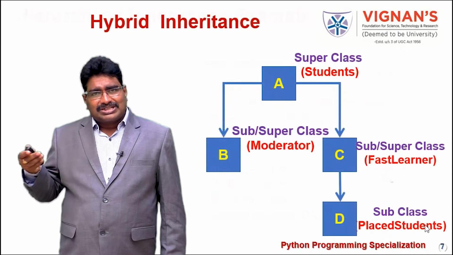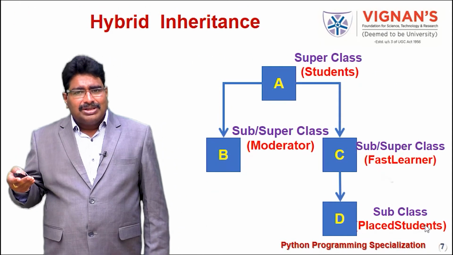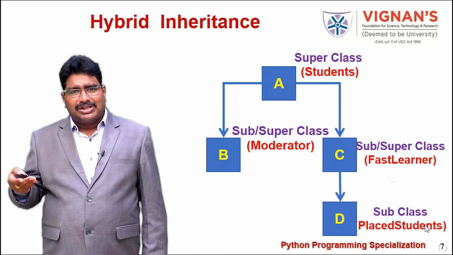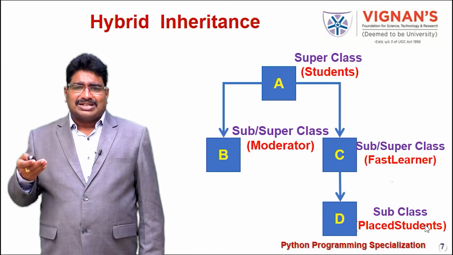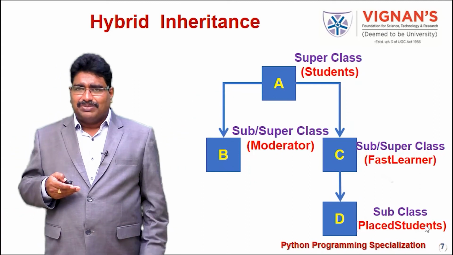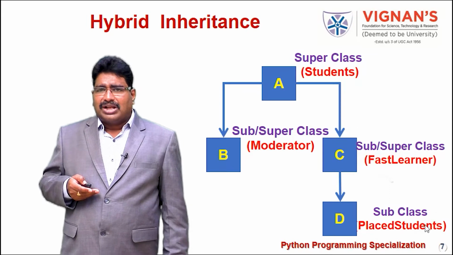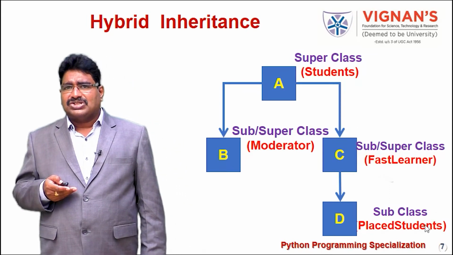Now we discuss hybrid inheritance. What is hybrid inheritance? If you are using more than one concept among multilevel inheritance, multiple inheritance or hierarchical inheritance, then it is considered hybrid inheritance. This is one of the examples. Student class is a base class. From that student class, we want to derive the moderator and fast learner. Again, from the fast learner, we want to define the placed students.